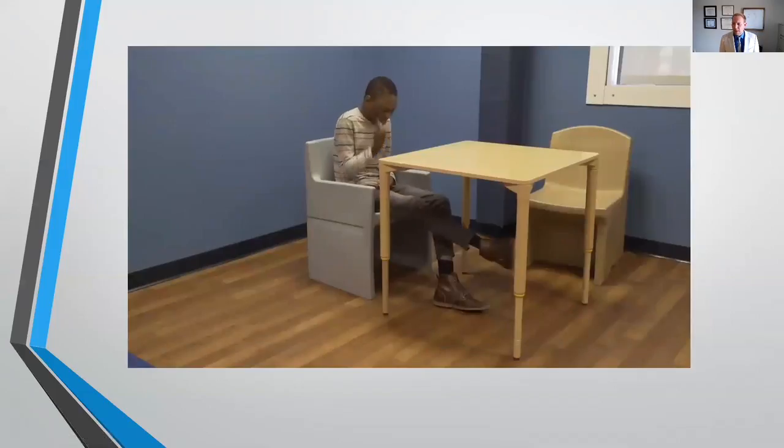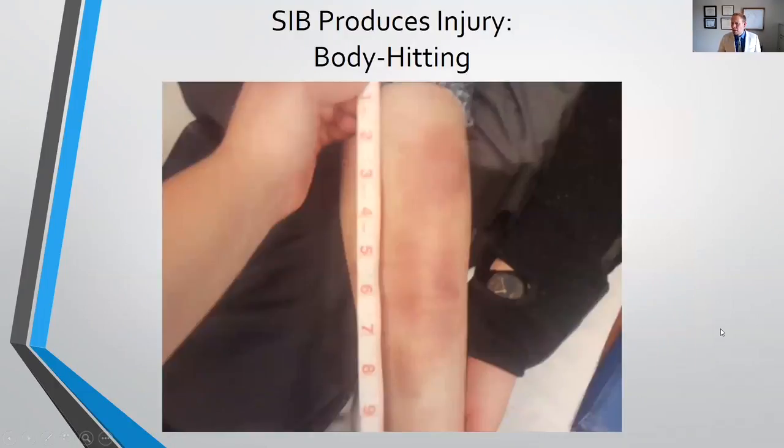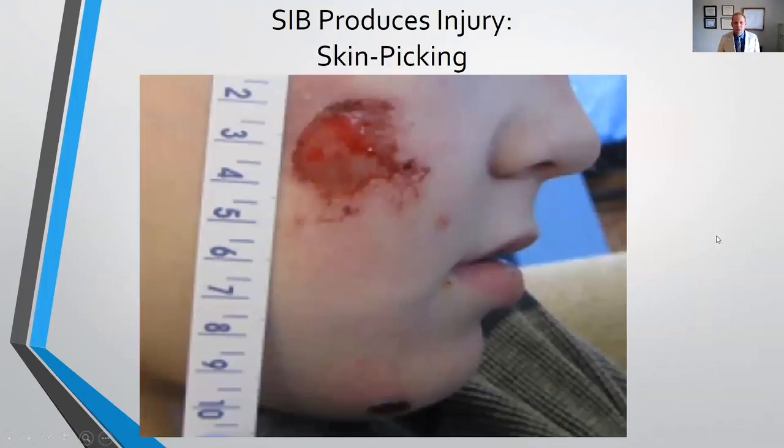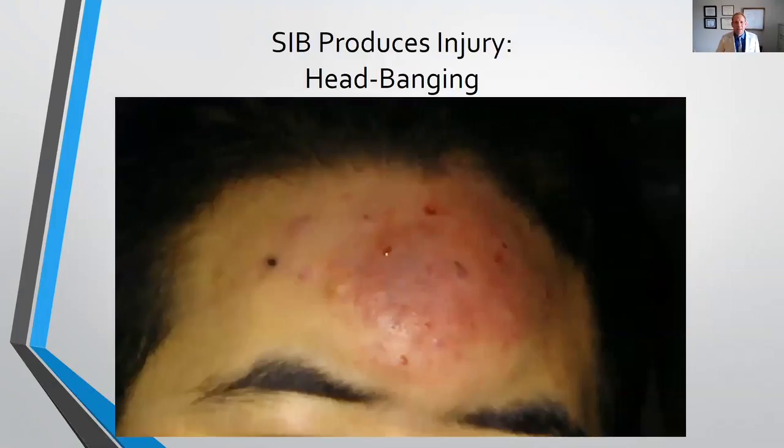So if you've never seen an individual engage in self-injurious behavior, here's an example of an individual who was admitted to our unit and is engaging in self-injurious behavior. That's the Kennedy Krieger Neurobehavioral Unit. And you can see he's striking himself over the body and the head. Here are some examples of the damage that self-injurious behavior produces: bruising, bite marks, skin picking producing open sores, and head banging.